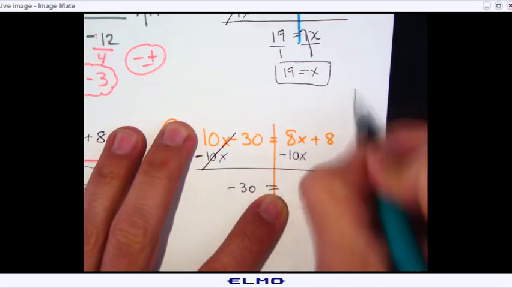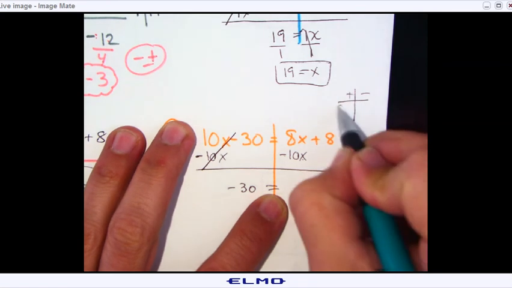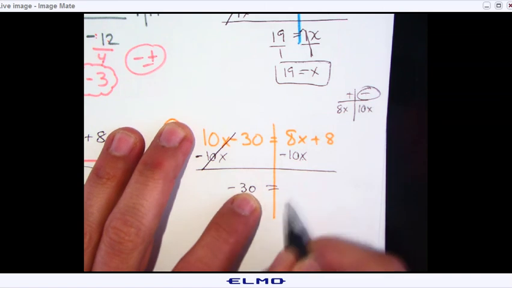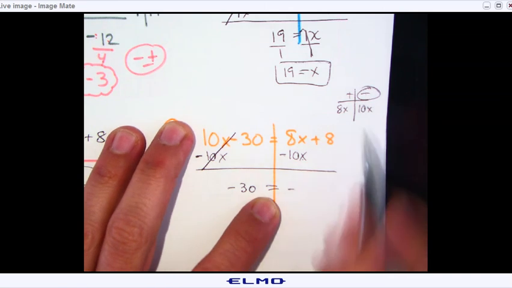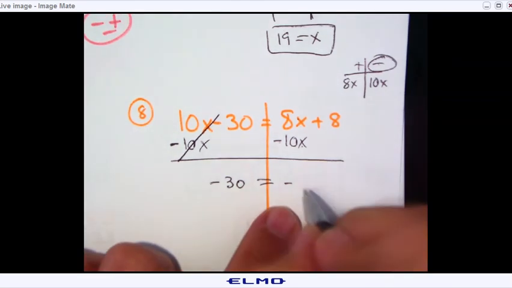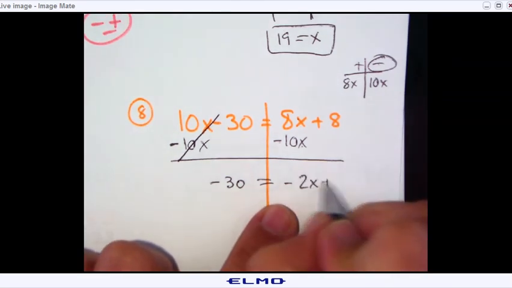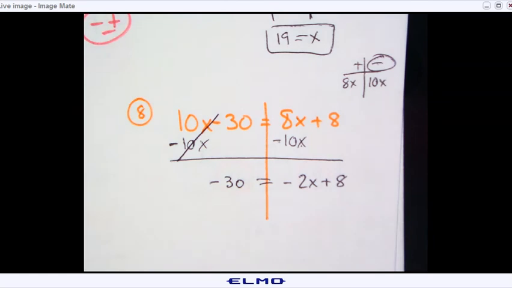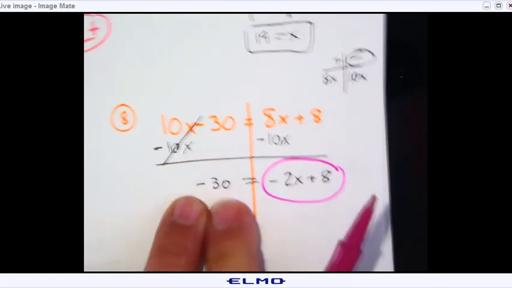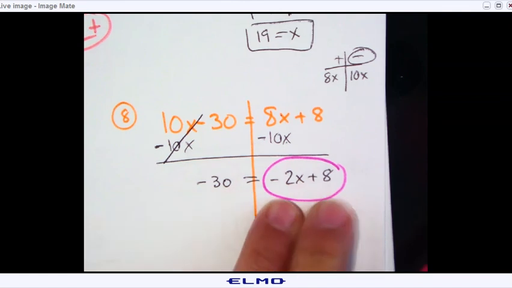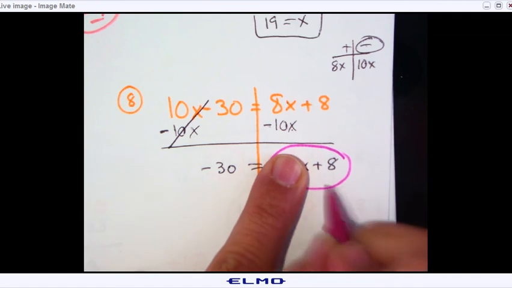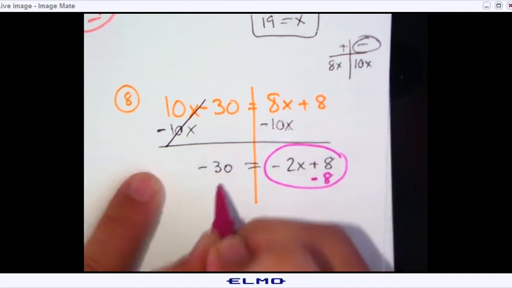So then I'll do the t-chart again. 8x minus 10x, well, the negative wins by how many? By 2x because you subtracted, right? So there's your answer right here, negative 2x plus 8. Now what do we do? Remember, you're working on this side because this is where the x is. It's not on that side. But I've got to get rid of the positive 8. How do I get rid of it? Yeah, minus 8 on both sides.